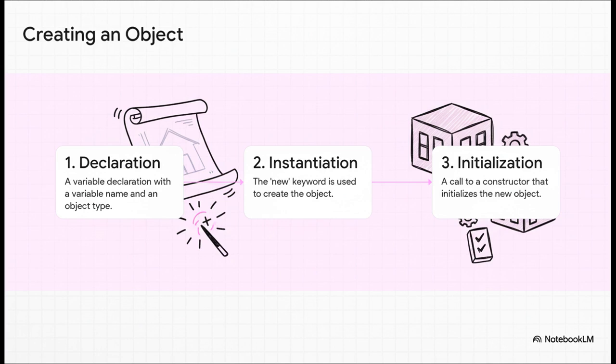First, you have to declare a space for it, kind of like reserving a plot of land. Second, you instantiate it, this is the big moment of creation, using a special keyword. And third, you initialize it, which is like calling in the construction crew to handle the initial setup.